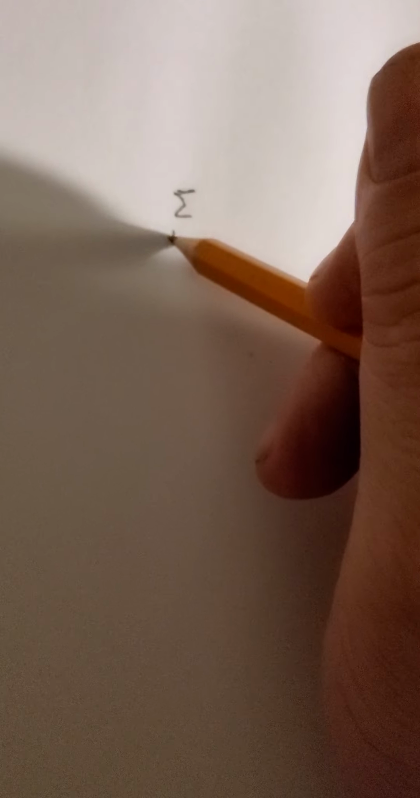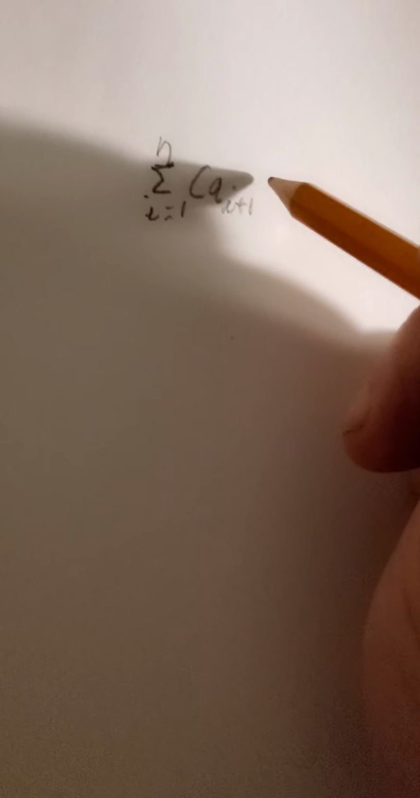Okay, let's consider this arithmetic sum. Each term is greater than the next here. The sum of i going from 1 to n of a sub i plus 1 minus a sub i. And I want to try to get a generalized formula for that.